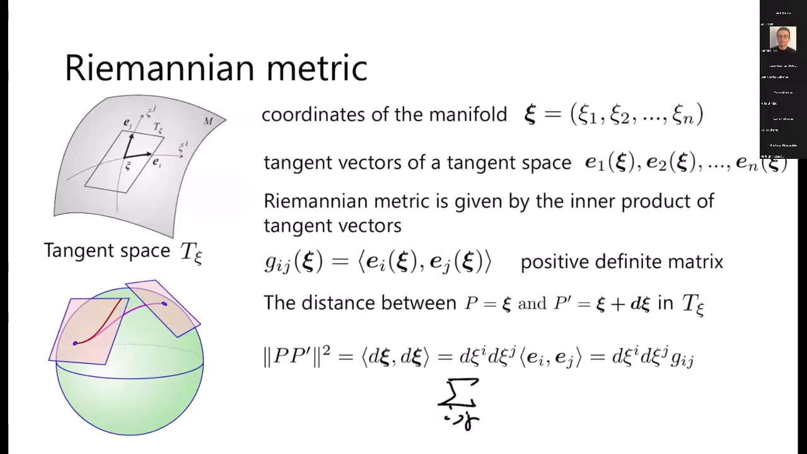Okay, so again, the distance in each tangent space is determined by the Riemannian metric. So that's why I say that this Riemannian metric is a local distance measure. Or you can think of this as some kind of ruler of each tangent space.